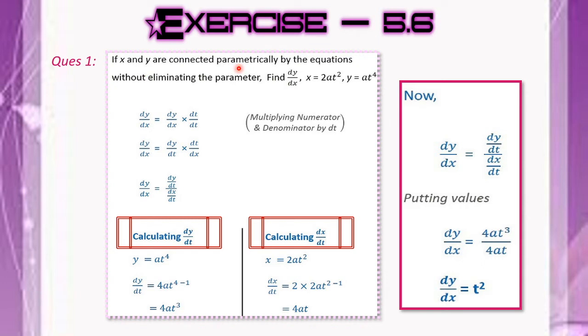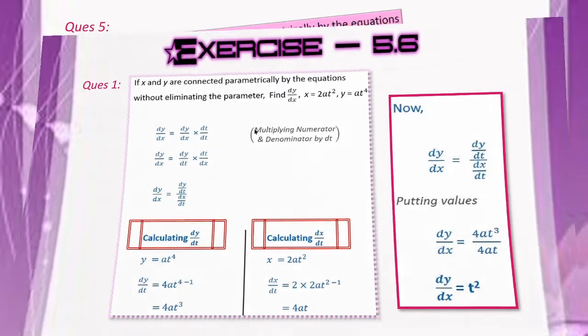x and y are connected parametrically by the equations. Without eliminating the parameter, we have to find dy by dx. x is given as 2at square and y is given as at power 4. So dy by dx will be equal to dy by dt upon dx by dt. First of all, let's calculate dy by dt, which is 4at power 3, and dx by dt will be 4at. Put both the values in this format and get the answer.